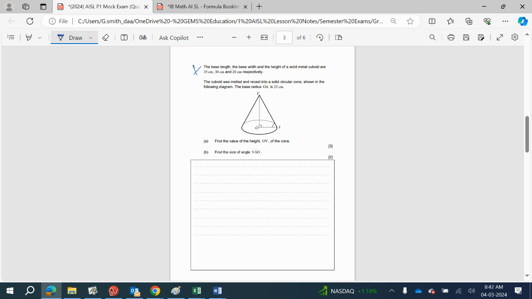That box gets melted down and then reformed into this shape. You melt the metal and then you reform it. What stays constant? All of the dimensions will change when you reform it. What is the one thing that stays constant? The volume.